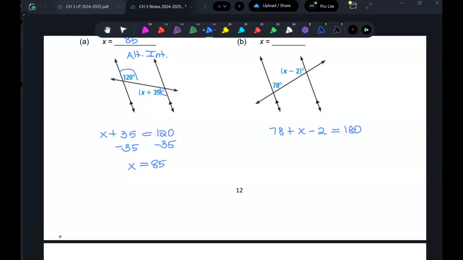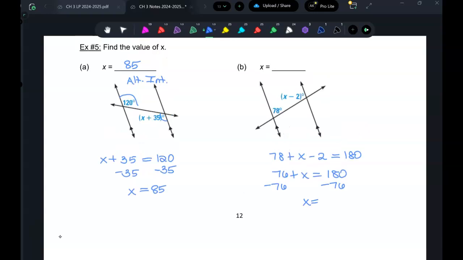Okay, before we can subtract, let's combine like terms. So 78 minus 2 is 76. And then let's subtract 76 from both sides. So 180 minus 76 is 104.